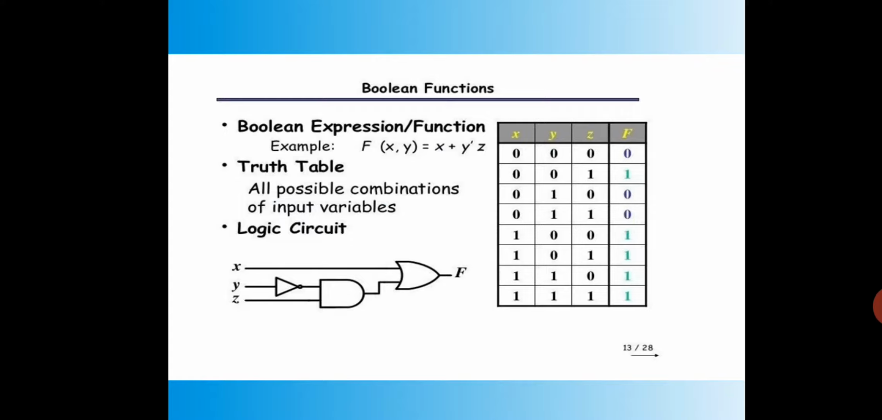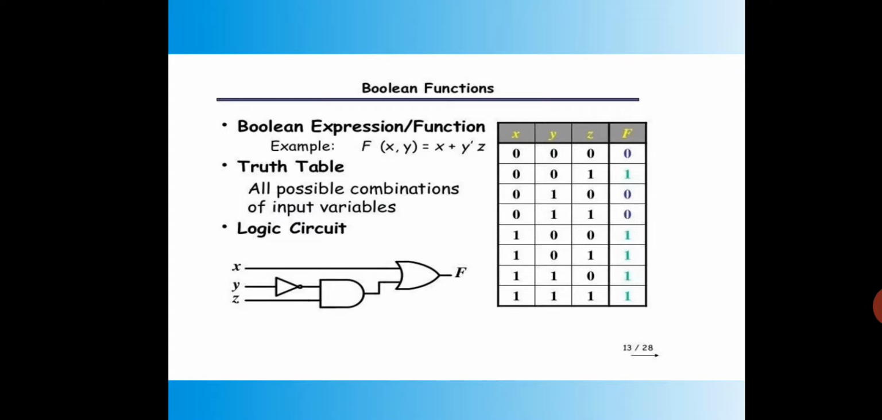Now when you have y is 1 and z is 0, then obviously you are going to get the value as 0 itself. Okay, any ambiguity anywhere? Okay, you can go for the last one, 1 1 1. So it is something like x is 1, y dash is 0, z is 1. So 1 plus 0, ultimately you are going to get the value as 1. Understood?